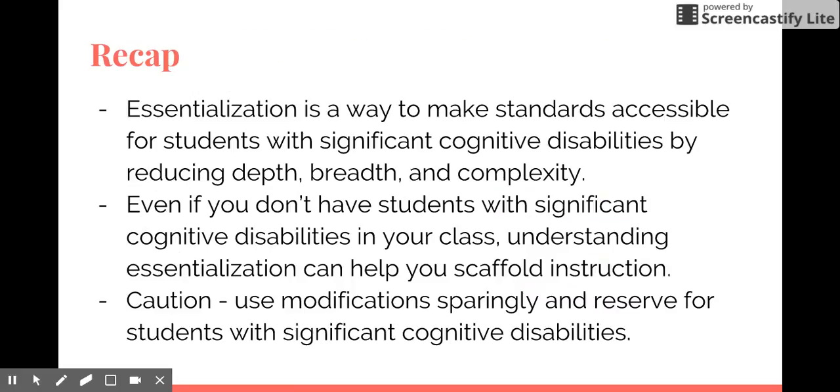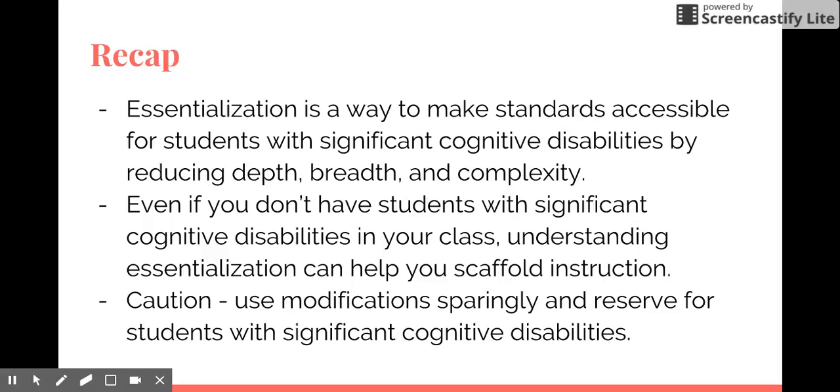Okay, so to recap, essentialization is a way that we can make standards accessible for students who have significant cognitive disabilities by reducing depth, breadth, and complexity. And even if you don't have these kinds of students in your class right now, you're probably getting them at some point, but also understanding essentialization can help you scaffold instruction.